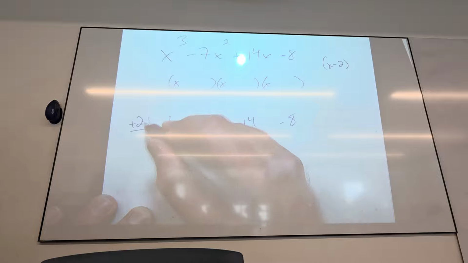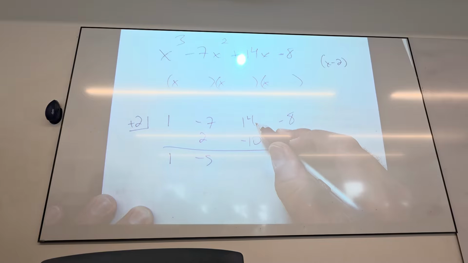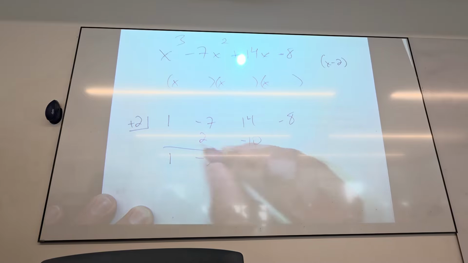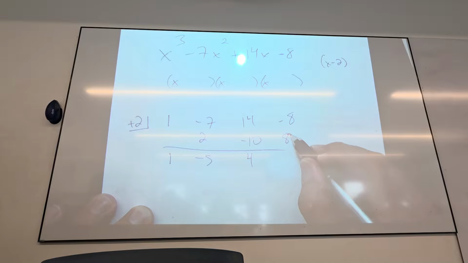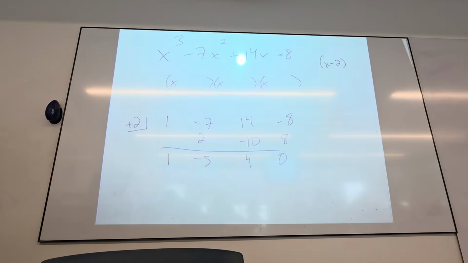Add. Multiply. Add. Multiply. Add. Did it go in evenly?